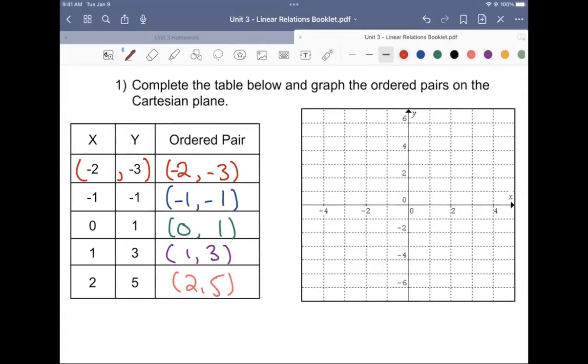So to start off with, I'm going to go to -2 and -3. I'm going to find where they connect, which is right here. Then I'm going to go -1, -1. Those connect right there. Then I'm going to go 0, 1. Those connect right there. Then I'm going to go 1, 3. Those connect right there. And then I'm going to go 2, 5. Those connect right there. And now I've plotted all 5 points.